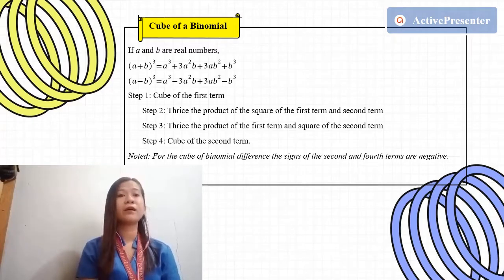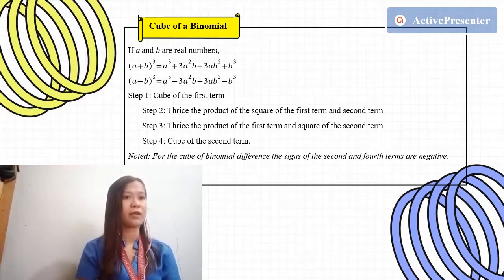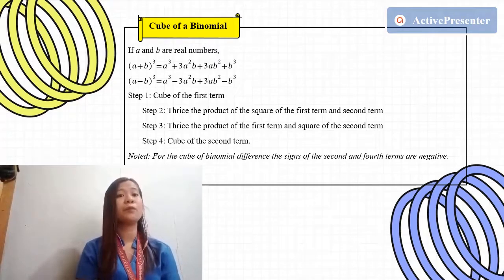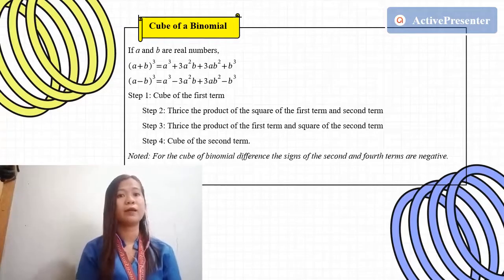Third, trace the product of the first term and the square of the second term. Fourth, cube the second term. For the cube of a binomial difference, the signs of the second and the fourth term are always negative. Okay? Don't forget that.